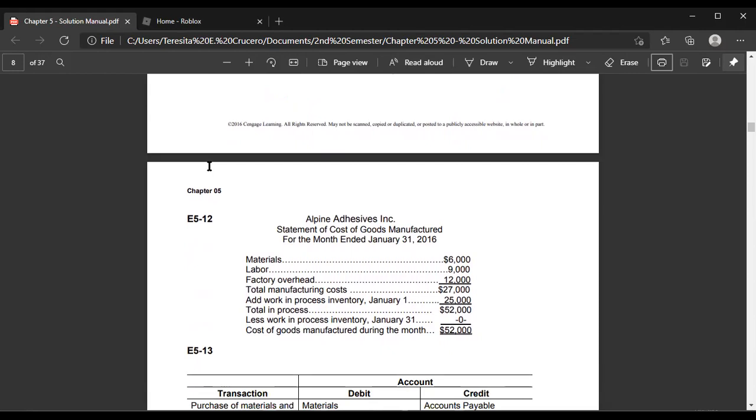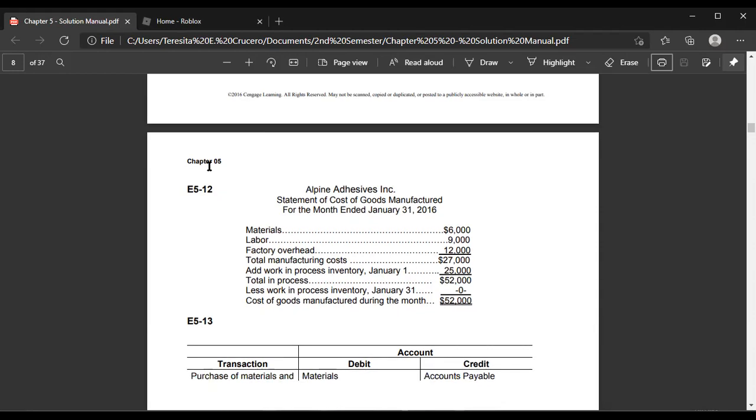Using the data in E511, prepare a statement of cost of goods manufactured for the month ended January 31, assuming that no further work was done in immersion during January. So we now add the cost of materials, labor, and factory overhead, total manufacturing cost. Then we add the work in process beginning. We now get the total cost of goods placed into process, no inventory end. So we now get your cost of goods manufactured during the month.